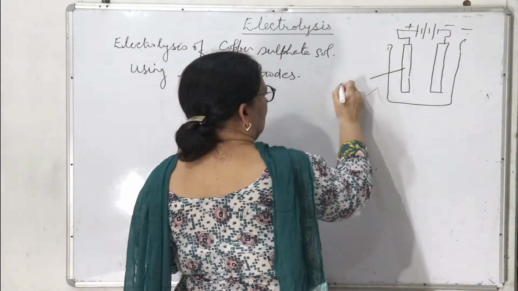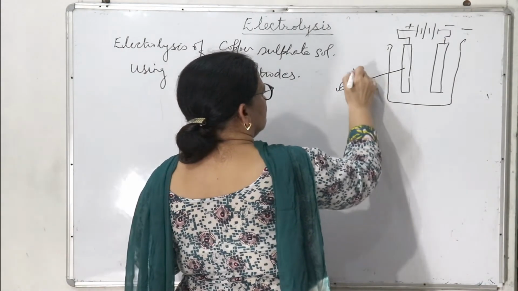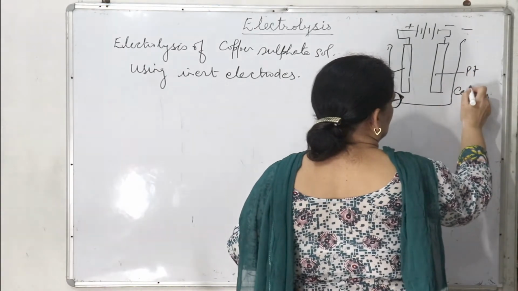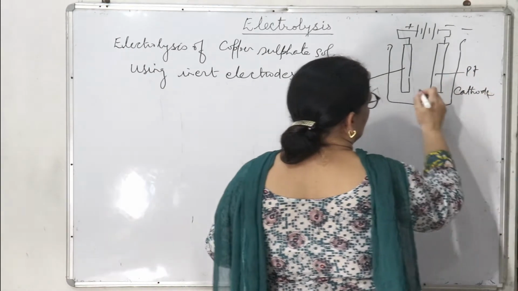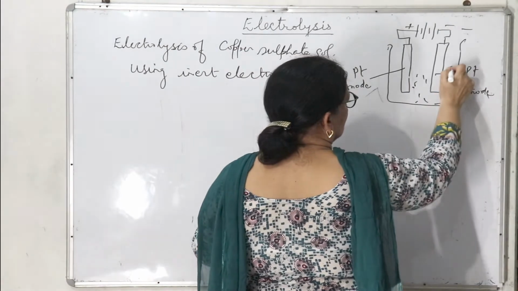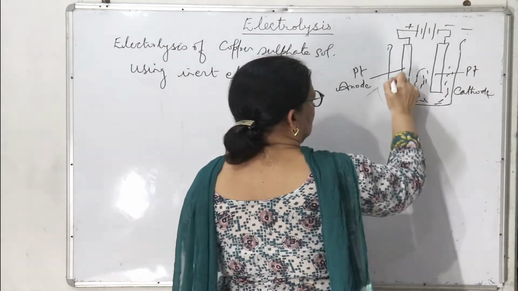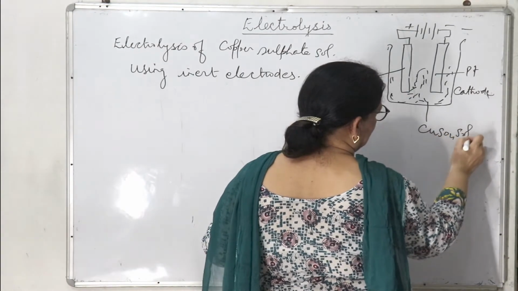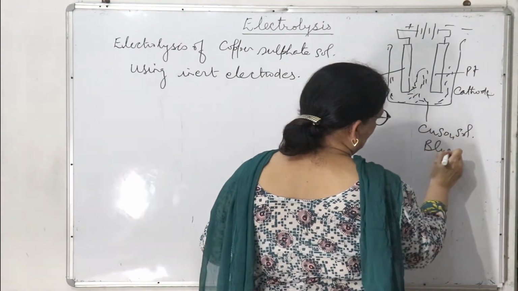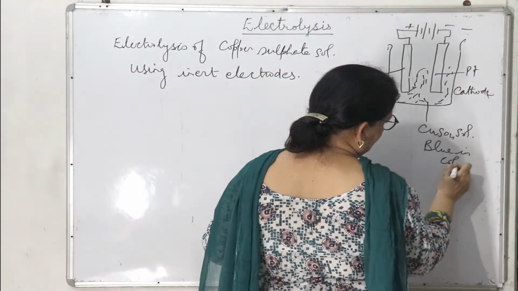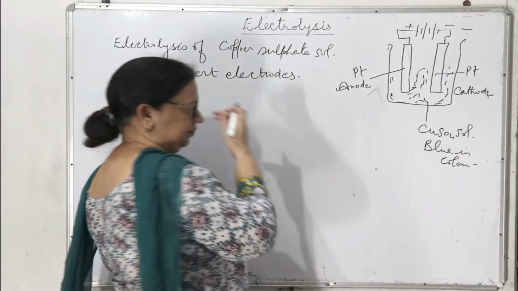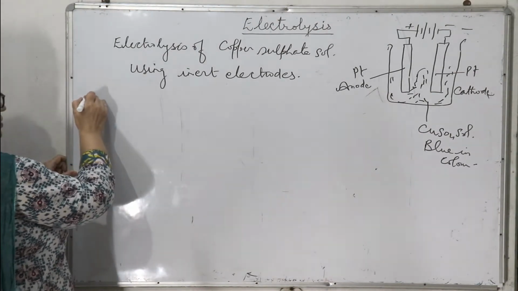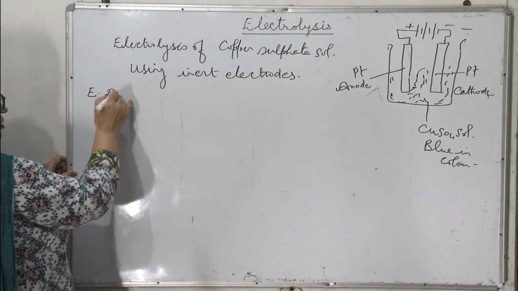This is the anode. Suppose this is made up of platinum, and this is the platinum cathode, and the solution is copper sulfate solution. This is blue in color, copper sulfate, that is blue in color. Now the same 7 steps. First one is electrolytic dissociation.